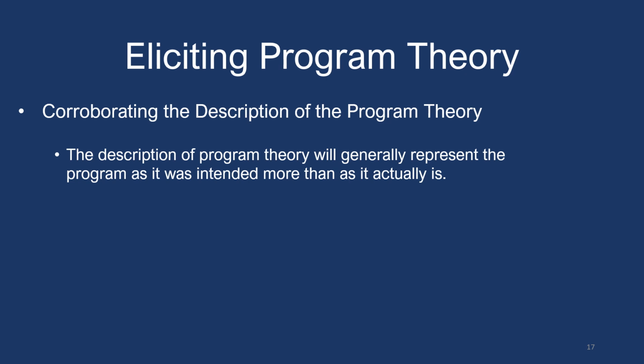The description of program theory that results from the procedures described will generally represent the program as it was intended more than it actually is. Program managers and policymakers think of the idealized program as the real one, with various shortfalls from that ideal as glitches that do not represent what the program is really about. This is the distance between theory and reality.